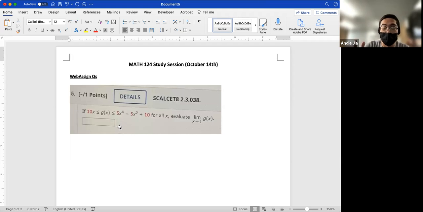This is one of the most commonly asked questions from the website, and one of them is on 2.3. It's the question: if you have 10x and g(x) equal to 5x to the 4 minus 5x squared plus 10, then find the limit of g(x) as x approaches 1. In this case, we try to find the limit at x equal to 1 for both the right and the left side.